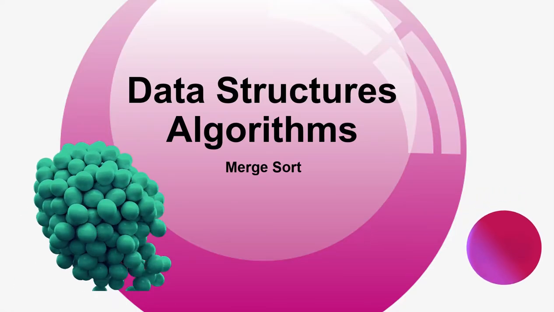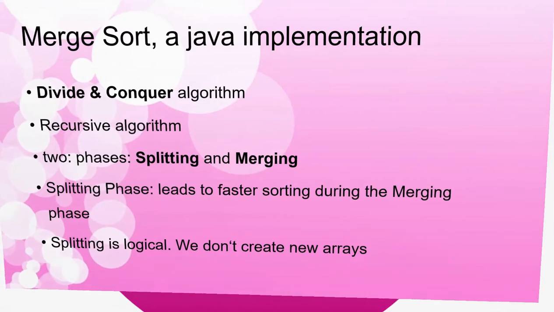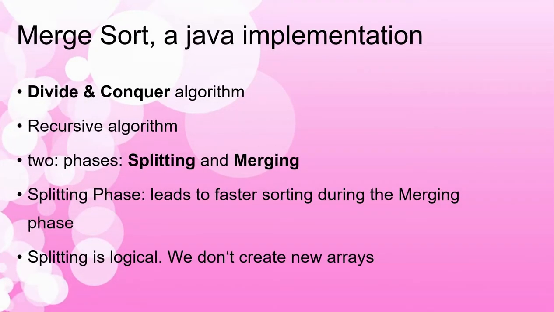Hello everyone, merge sort. Merge sort is a divide and conquer algorithm. It is also a recursive algorithm, and that's why we did this lesson with recursion. It has two phases, a splitting one and a merging one. During the splitting phase, the elements are being split and then will be merged. The splitting phase leads to a faster sorting during the merging phase, so you can't have one without the other.